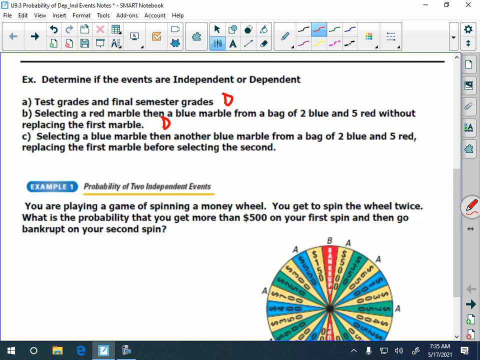And then C: selecting a blue marble, then another blue marble from a bag of 2 blue and 5 red. But this time we're going to replace that first marble before we take the second one. So these are going to be independent events. The second marble that we pick isn't being affected by what happened on the first one, because we're going to replace that first marble before we pick the second marble.